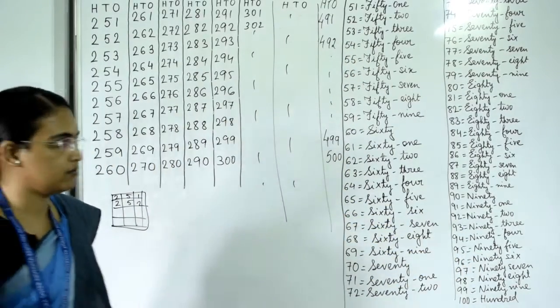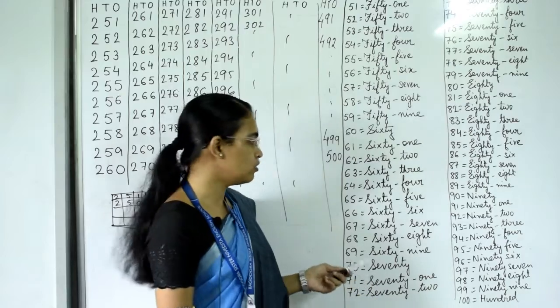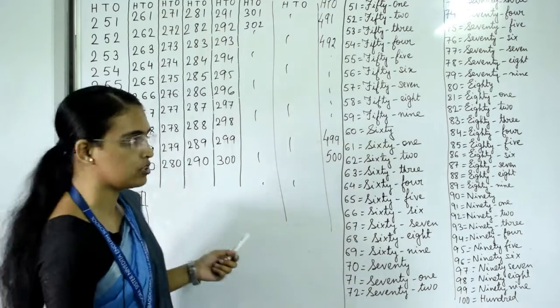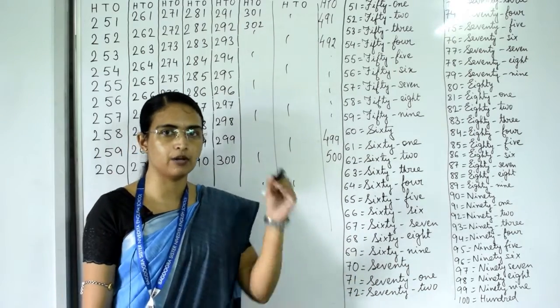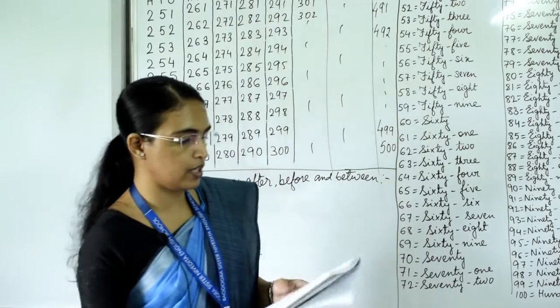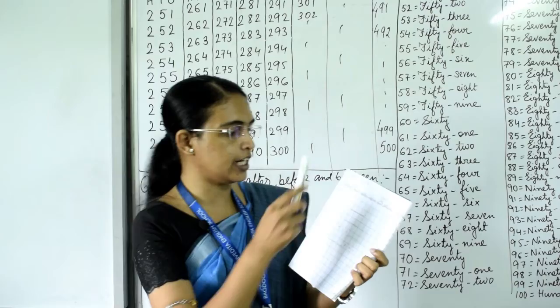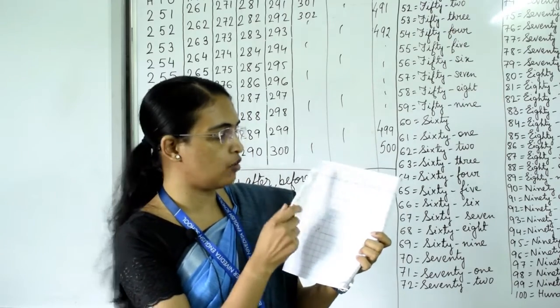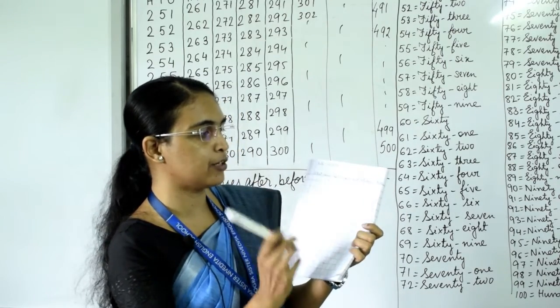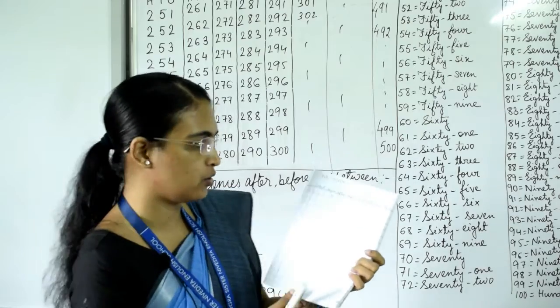Now after this, what you have to do? You have to do another page, that is what comes after, before and between. Okay, now in the next page mention date and then write the question what comes after, before and between from 1 to 500. Okay.